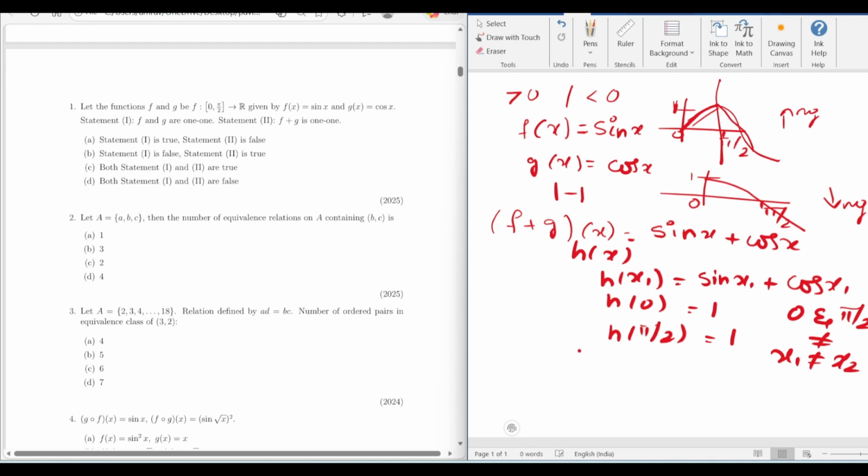So this implies f plus g, the second statement f plus g is 1-1, is not correct. So the option which is correct here is the first one. Statement 1 is true and statement 2 is false.